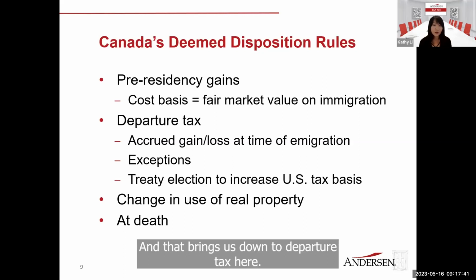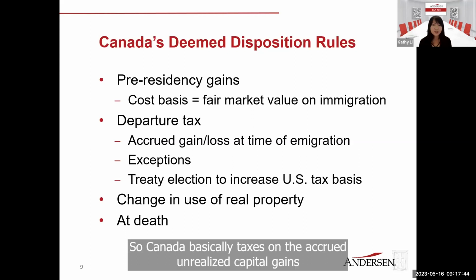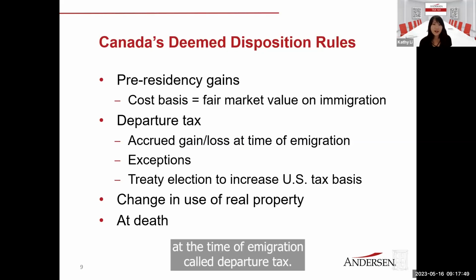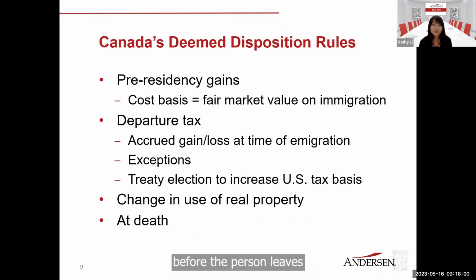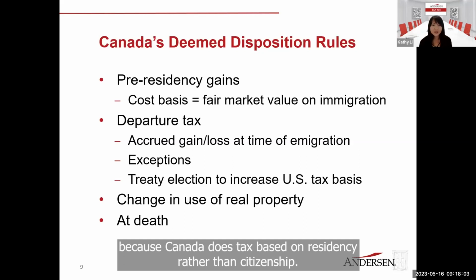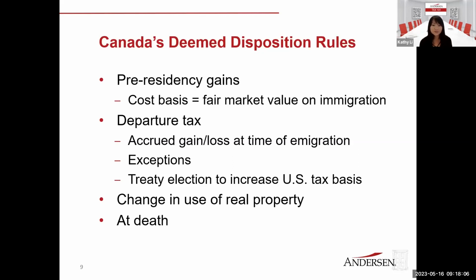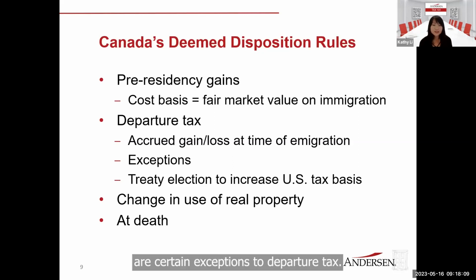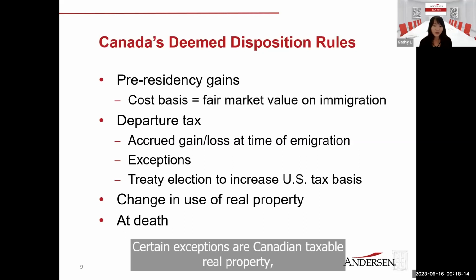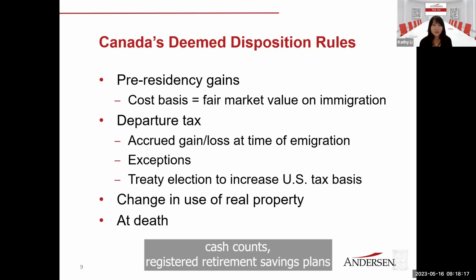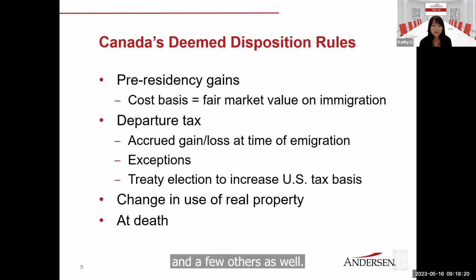And that brings us down to departure tax here. So Canada basically taxes the accrued unrealized capital gains at the time of emigration, called departure tax. And this is basically Canada's last chance to tax on assets before the person leaves, because Canada does tax based on residency rather than citizenship. So there are certain exceptions to departure tax. Certain exceptions are Canadian taxable real property, cash counts, registered retirement savings plans, and a few others as well.